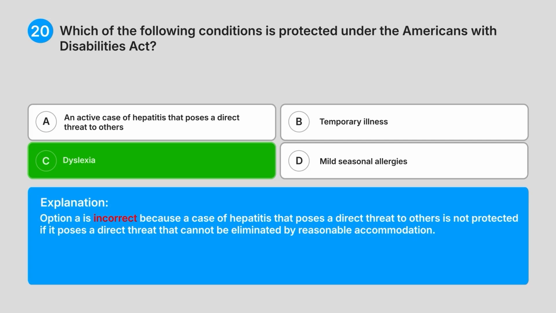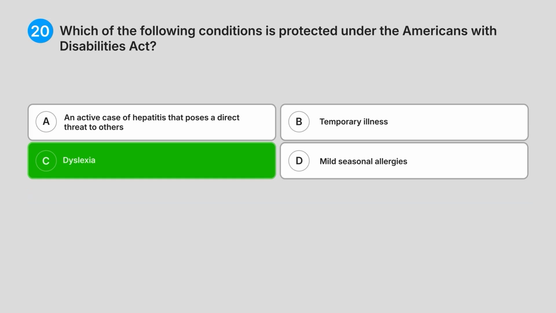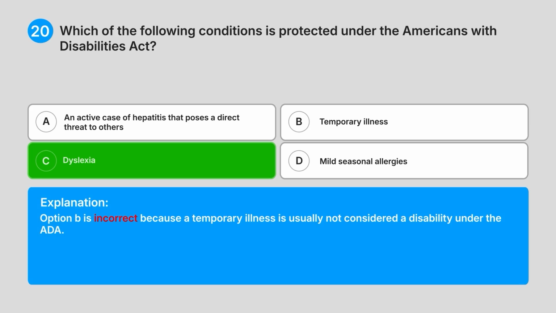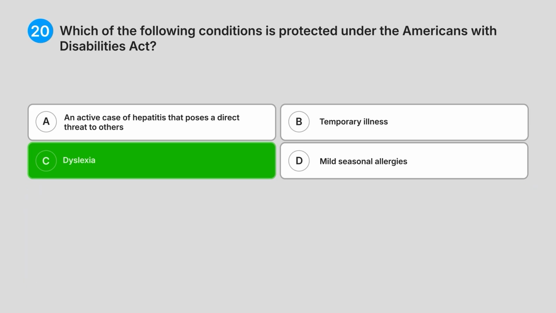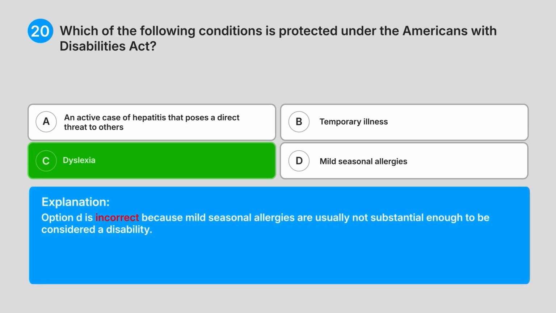Option A is incorrect because a case of hepatitis that poses a direct threat to others is not protected if it poses a direct threat that cannot be eliminated by reasonable accommodation. Option B is incorrect because a temporary illness is usually not considered a disability under the ADA. Option D is incorrect because mild seasonal allergies are usually not substantial enough to be considered a disability.